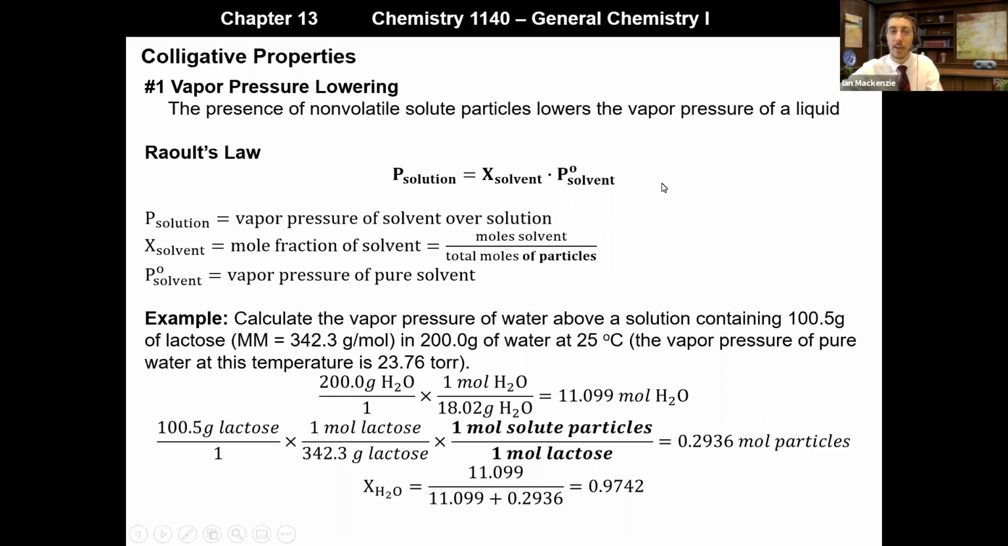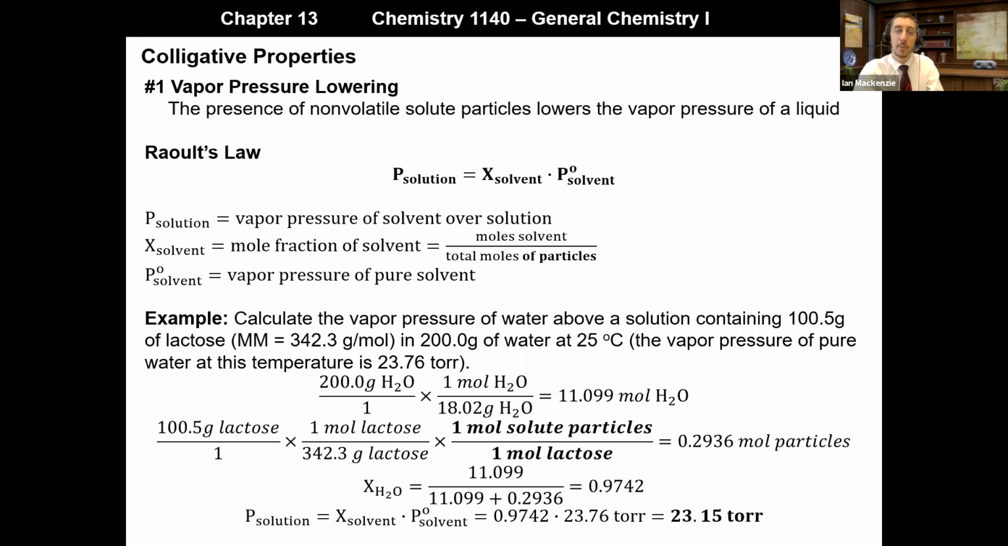Now we can substitute that into the above equation and multiply through and calculate that the partial pressure of water over the solution is now only 23.15 torr. So we've decreased the partial pressure of water from 23.76 in pure water down to only 23.15 torr.